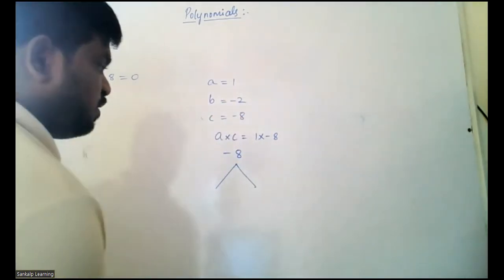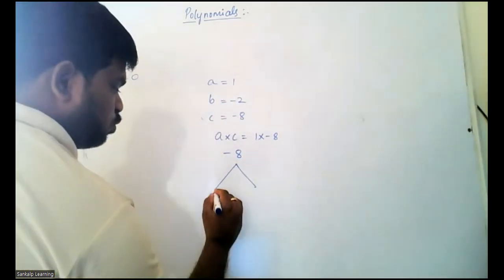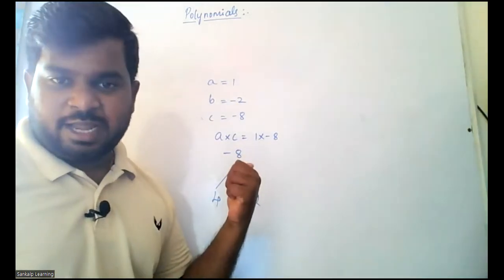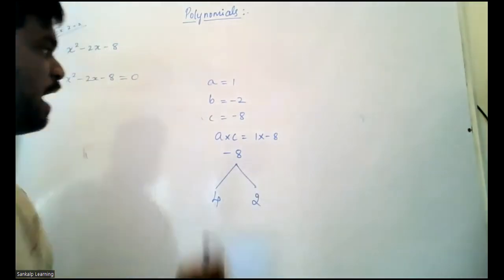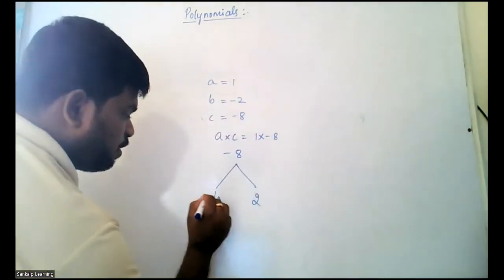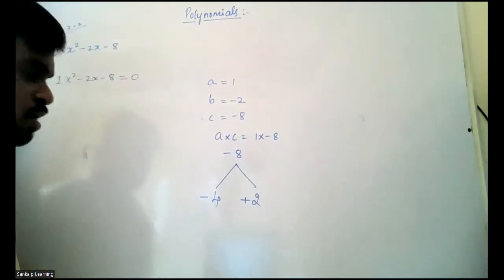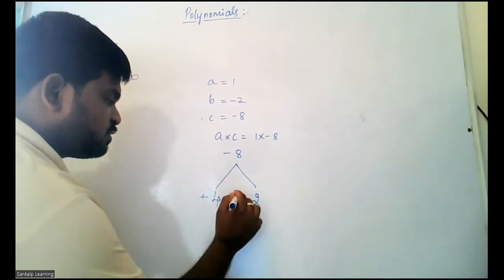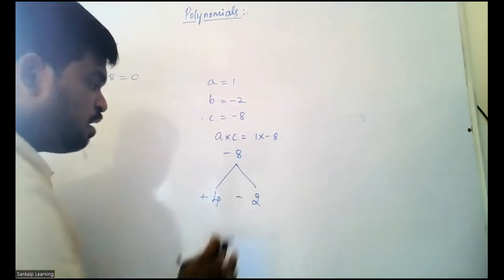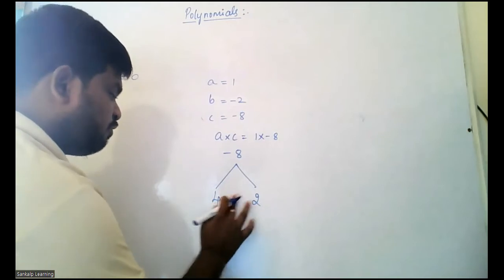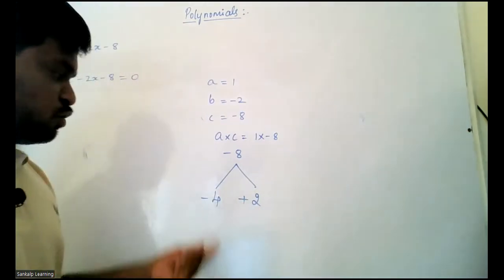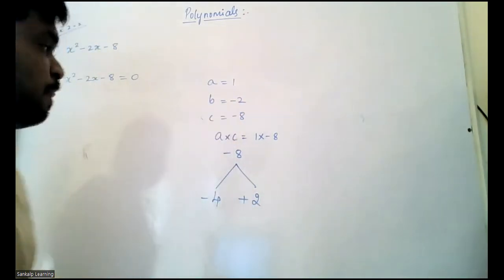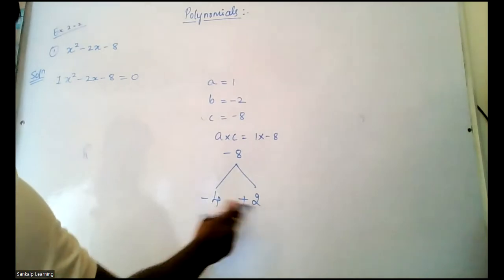So the numbers will be 4 2s, isn't it? 4 2s are 8. If you multiply, you're getting 8. 4 minus 2 gives you 2. Actually, we need minus 2, therefore it will become minus 4 plus 2, because minus 4 plus 2 will give you minus 2. If you do the other way, plus 4 and minus 2, it gives you positive 2, but what we need is negative 2, isn't it? Therefore minus 4 plus 2. So minus 4 into plus 2 is minus 8. Minus 4 plus 2 is minus 2. So we have got the numbers.